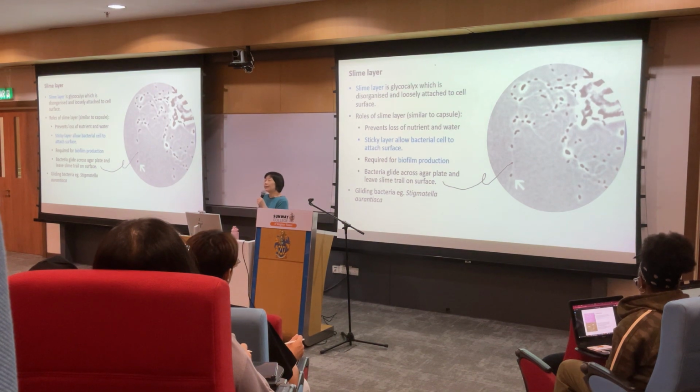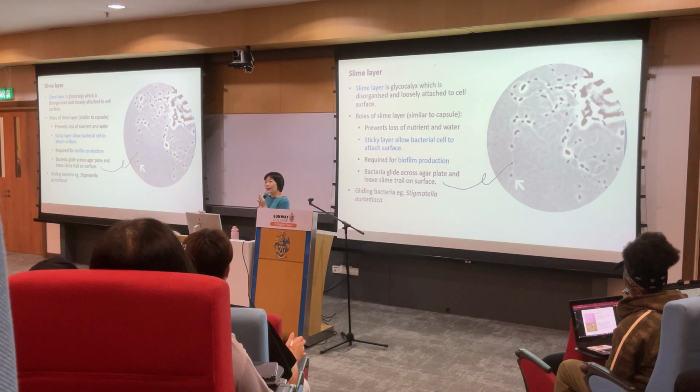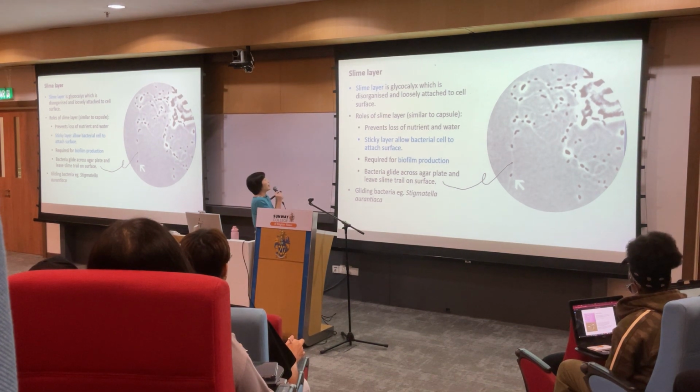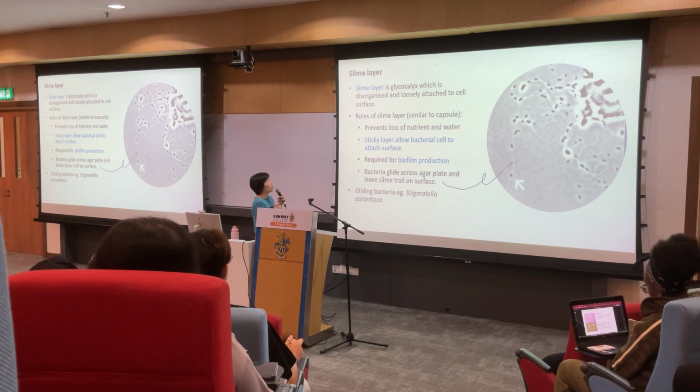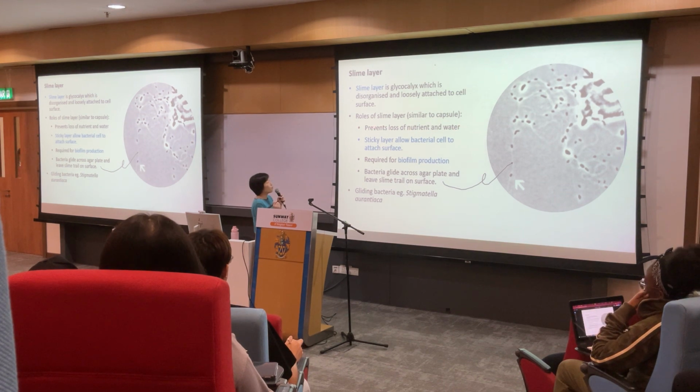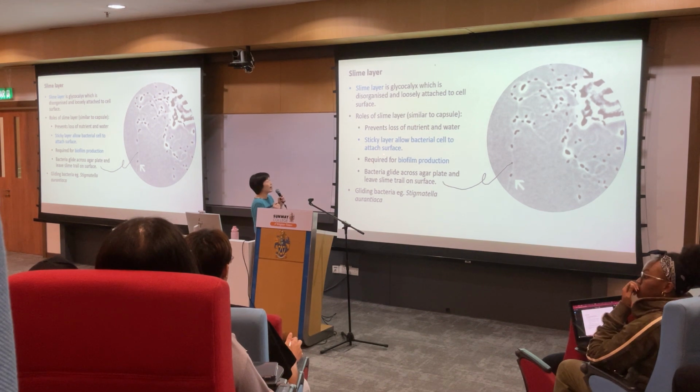Okay, slime layer. As I mentioned, the slime layer is exactly the same thing as the capsule, but the way they are arranged and organized is different. They are also glycocalyx, but they are loosely attached to the cell surface, and they play the same role as the capsule, preventing loss of nutrients and water because they can keep the water in the slime layer. They can also attach to the surface, which is very important because they can attach to the whole cell's surface.